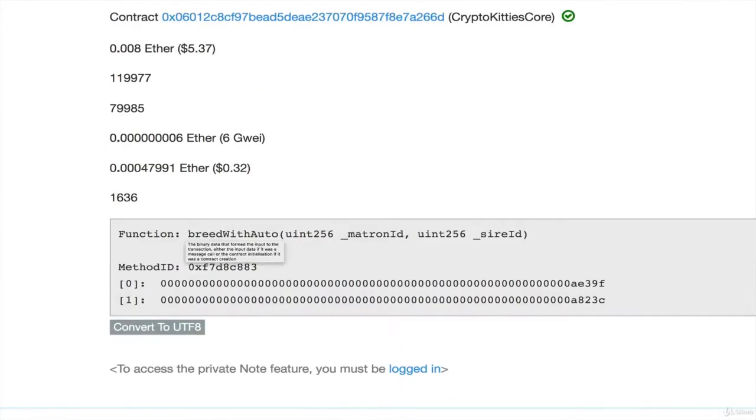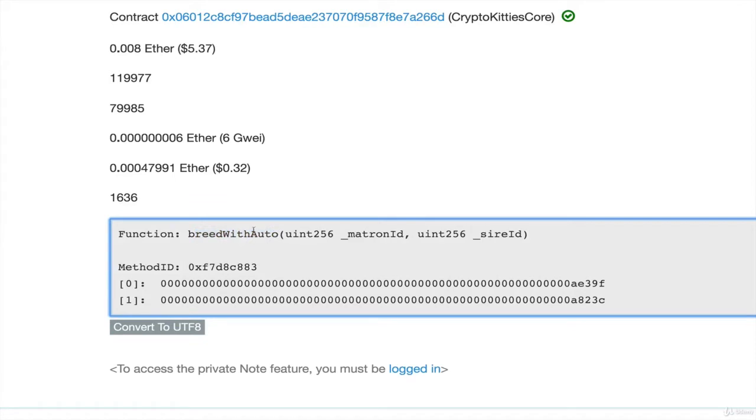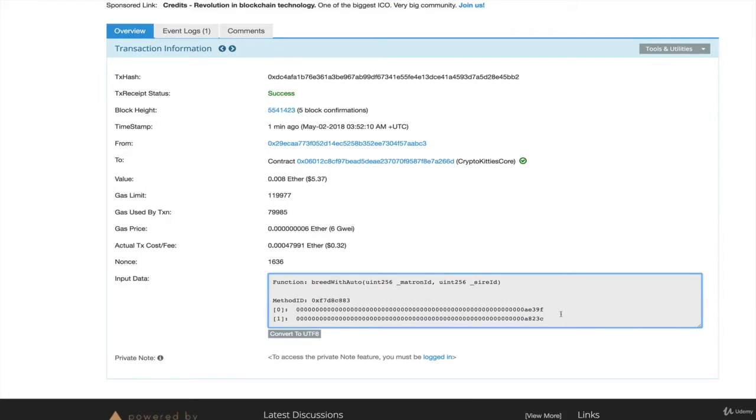So if we look at this, breedWithAuto, this was the function that was called. The whole point of CryptoKitties is that you have kitties and you breed them together and you try and get rarer kitties, I think is how it works. Yeah. So matron and sire, you breed a matron and a sire, and out comes a new CryptoKitty. But that's not really the point of this video. The cool thing is that you can literally see the code, the message that was sent here.